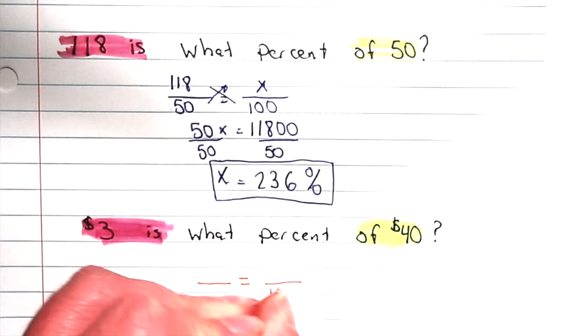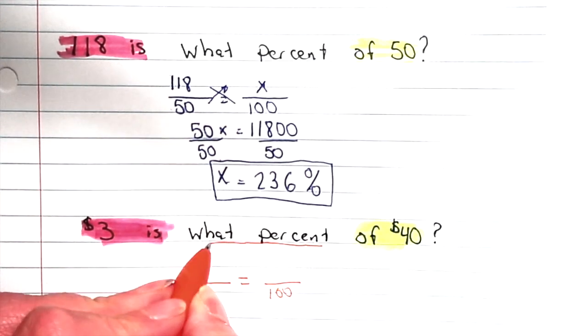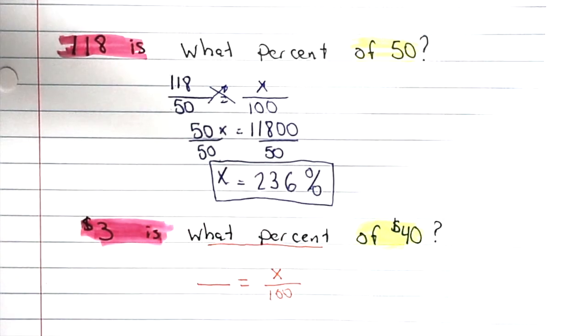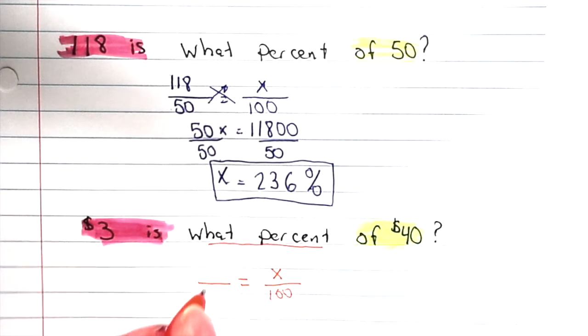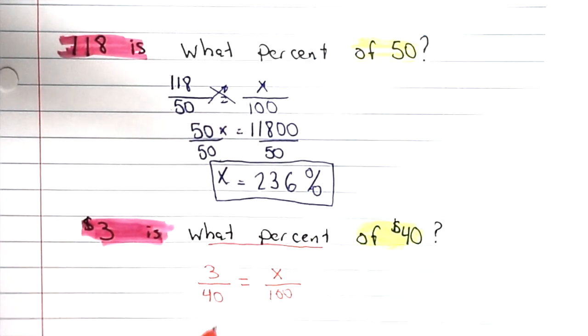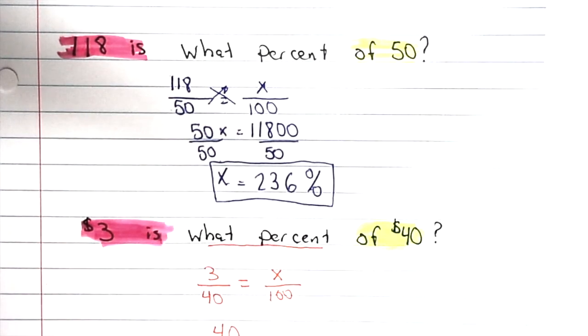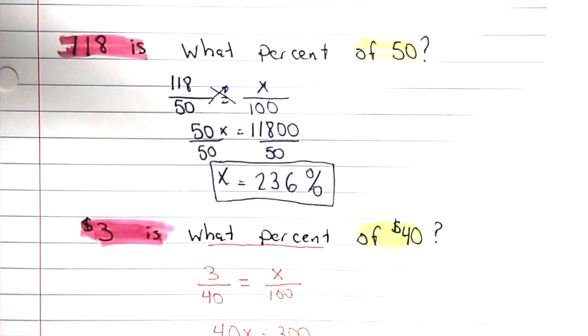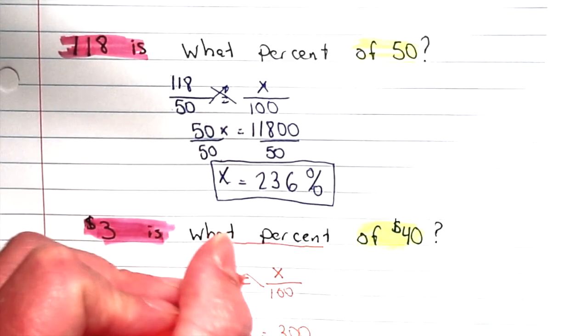Again, this is 100. Again, in this we are missing the percent. And when we miss the percent, we put the x there. Of 40, 3 is. So I cross multiply, I get 40x equals 300 by doing my cross multiplication.